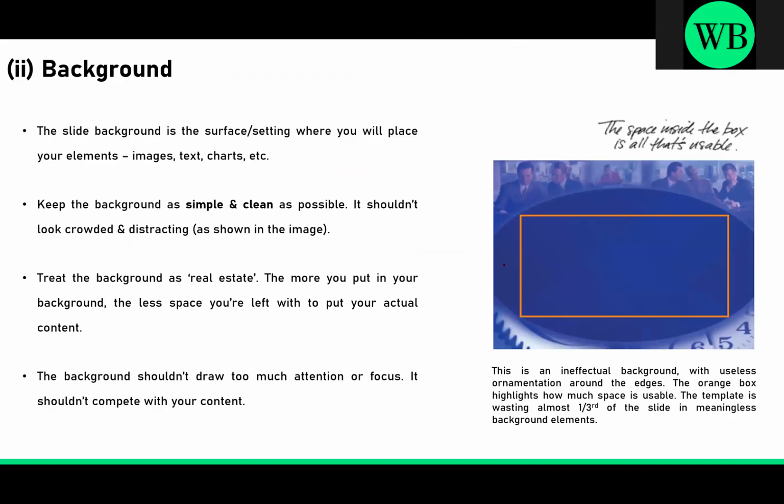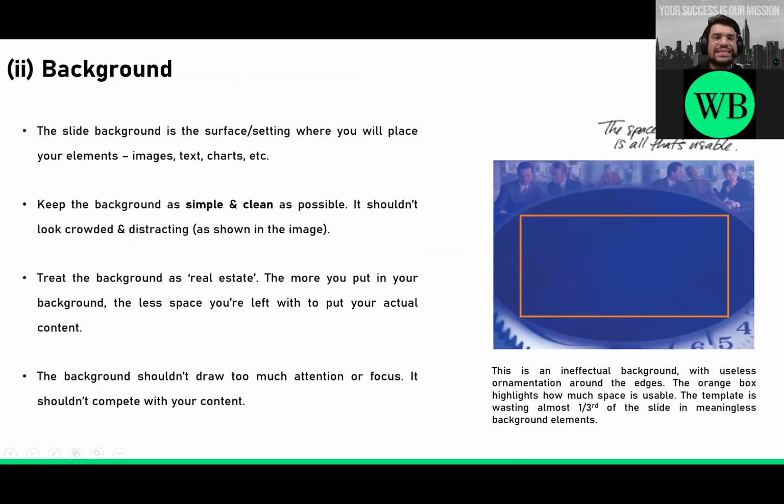Now, background. Oh, this is where so many people make mistakes, right? The slide background is the surface setting you will place your elements on, which is your images, text, and charts. Keep the background as simple and clean as possible. It shouldn't look crowded and distracting, as shown in this image. This is an actual background that a company uses that we've seen, right? So basically what happens is, this is ineffectual because you're using so much of the slide. Look at how much of the slide you've used in this background itself. So the area that you have to actually put down your stuff is very, very limited.